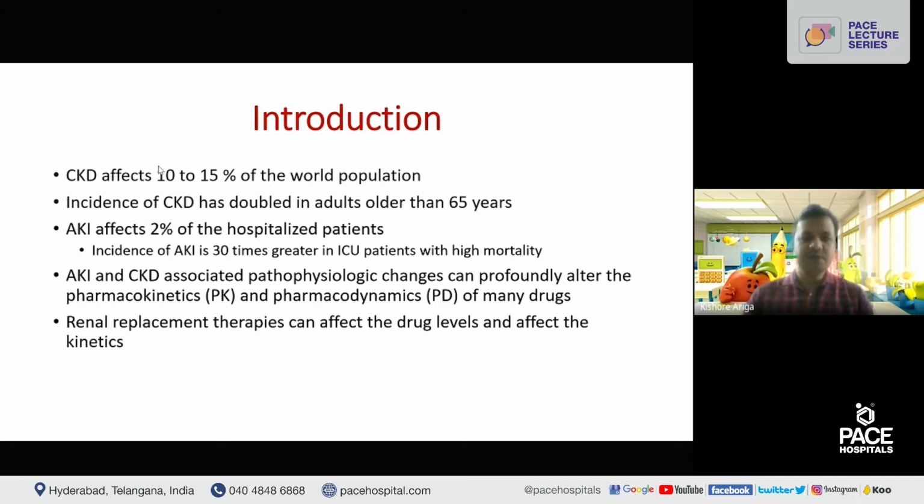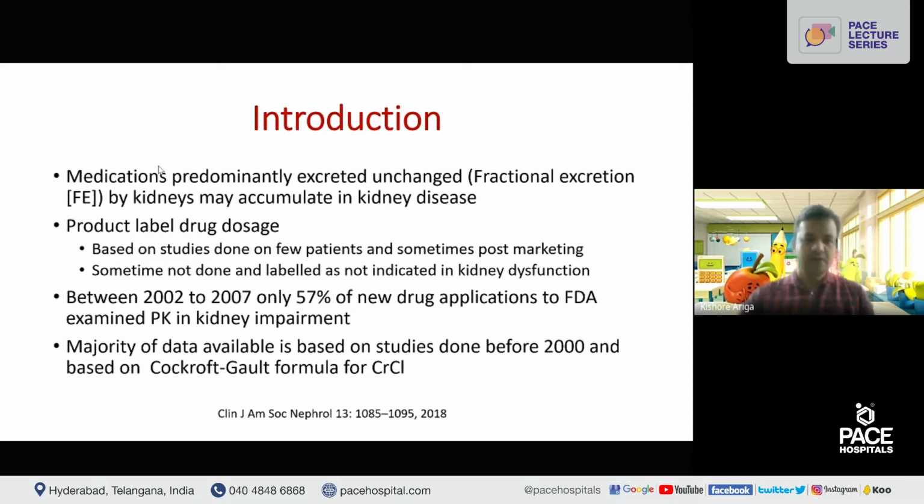So this is because AKI and CKD change the pharmacokinetics and pharmacodynamics of the many drugs. And this is because of the pathophysiological changes which are associated with kidney dysfunction. Along with this, renal replacement therapies can also affect the drug levels. So, medications which are predominantly excreted unchanged by kidneys may accumulate in kidney disease.